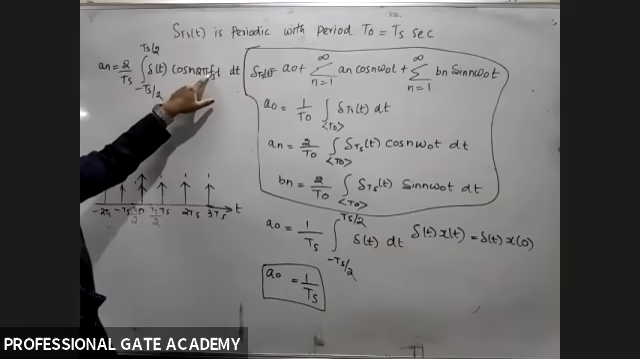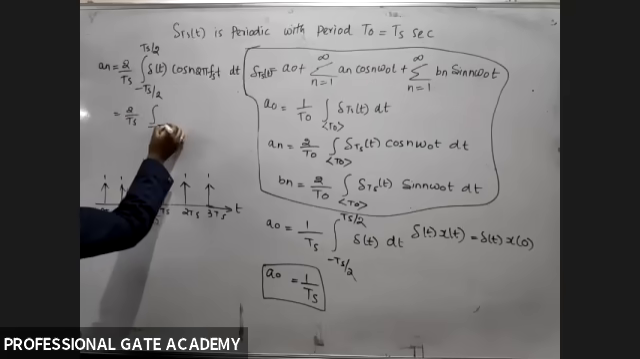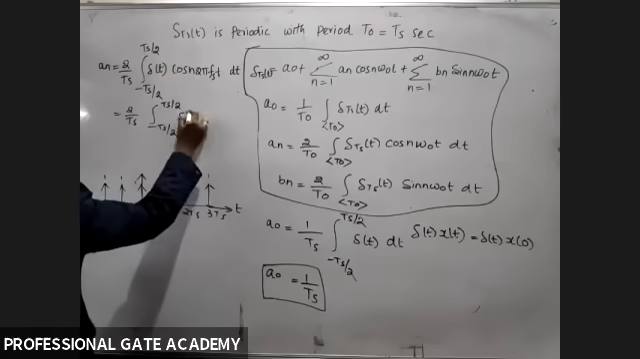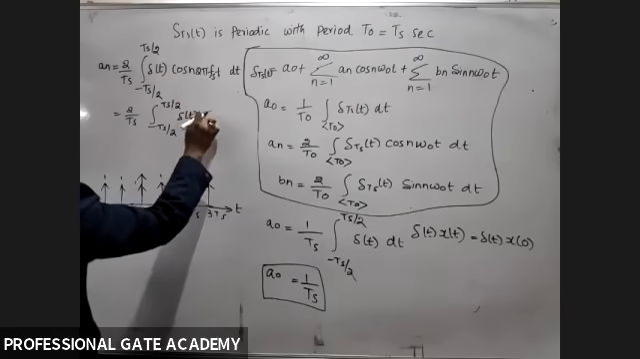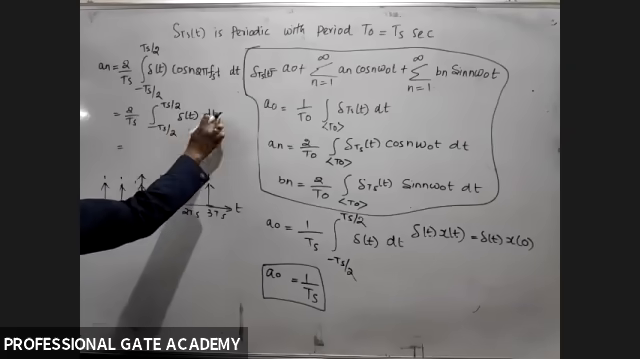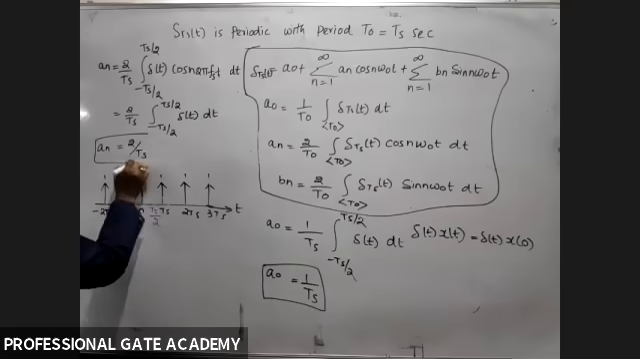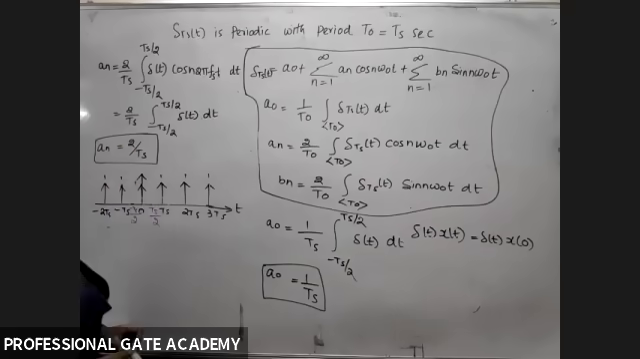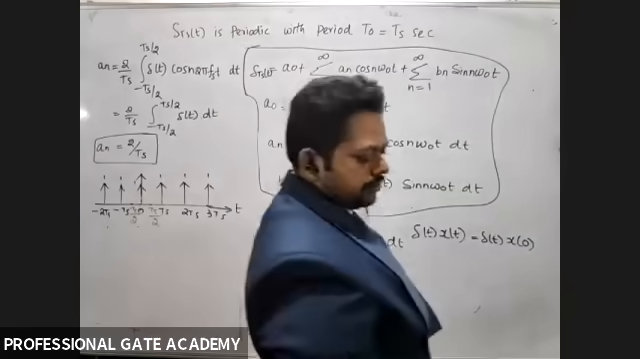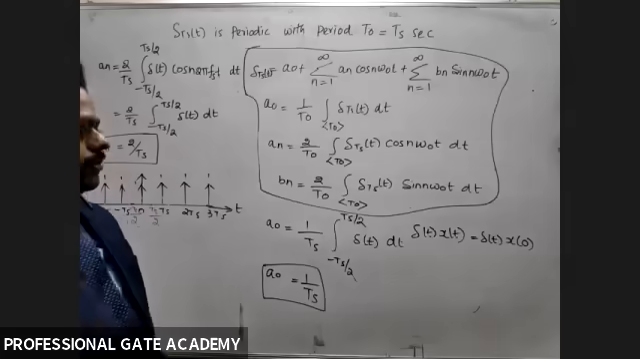What is the value of cos 0? 1. So the integral from minus Ts by 2 to Ts by 2 of del of t into cos 0, which is 1, dt. Now what is the area of del of t? 1. So this integral is replaced by 1. So what is the value of An? 2 by Ts. Please note down: An value is 2 by Ts.